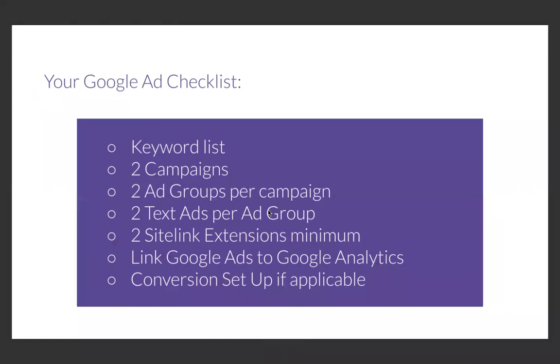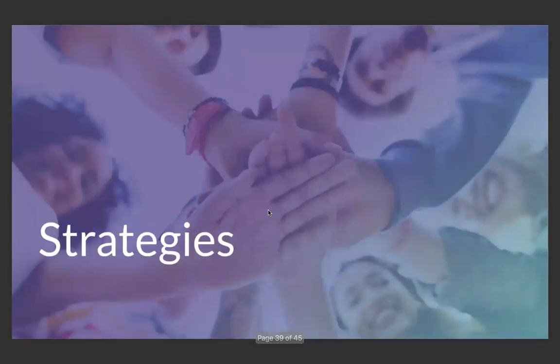Okay, so after everything that's been talked about, just a little quick Google Ads checklist to make sure when you're building campaigns, they always have these crossed off. Having a keyword list, always think about competitive keywords, having a negative keyword list, having a minimum of 2 campaigns, 2 ad groups per campaign, 2 text ads per ad group, 2 site link extensions minimum. And don't forget, you can link your Google Ads to your Google Analytics. So again, you can kind of set that up and then set up conversion if applicable to your organization. So I think that leaves us with that section.